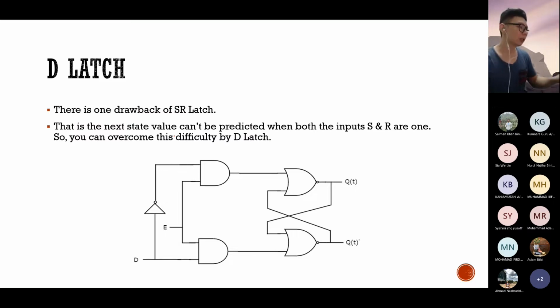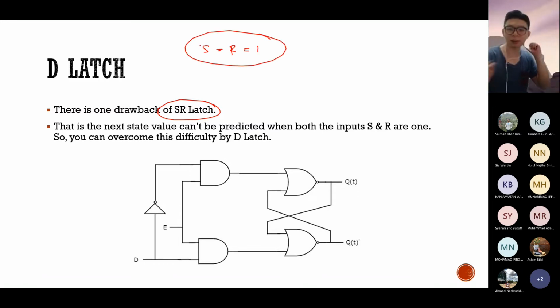Previously in the SR latch, remember that there is one weakness. The weakness is when S and R are both equal to 1. This makes the SR latch function in an indeterminate way. It cannot determine whether the output is 1 or 0. So in order to avoid that, now we have the D latch. The D latch is here to solve that problem.